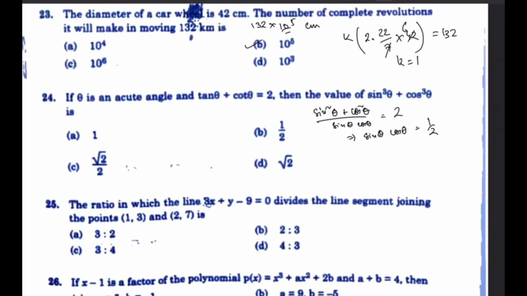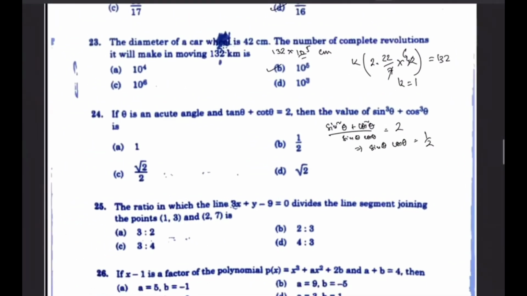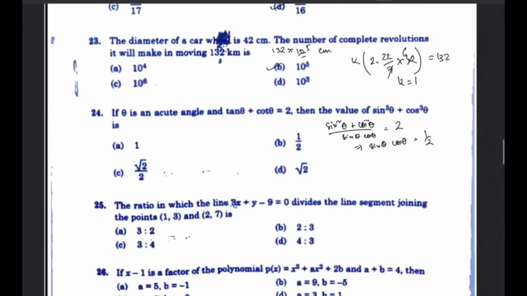Do we need anything else? I presume not. Because sin cube theta plus cos cube theta is nothing but (sin theta plus cos theta) times (1 minus sin theta cos theta). Now this part is going to be half. What is the value of sin theta plus cos theta?